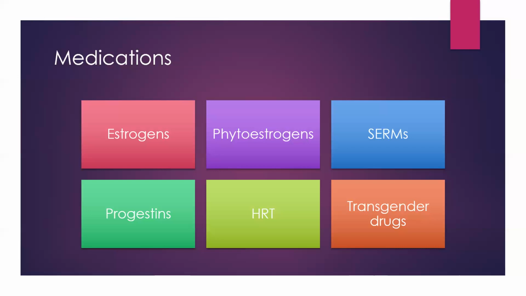Hormone replacement therapy, or HRT. So sometimes you'll hear it called menopausal hormonal therapy. So this is when we do low dose estrogen with or without progesterone to compensate for the loss of estrogen that happens during menopause. Then we also have drug therapy for transgender women.